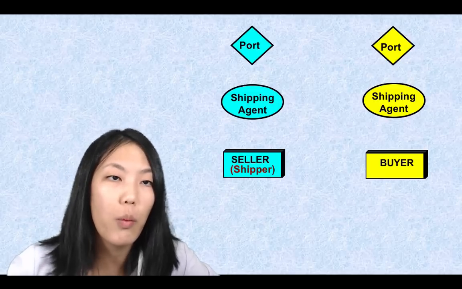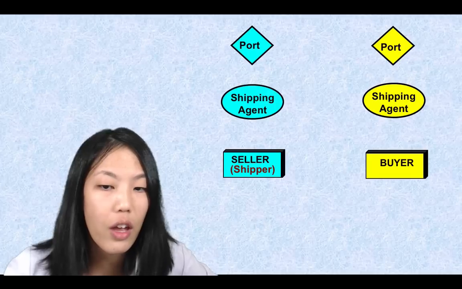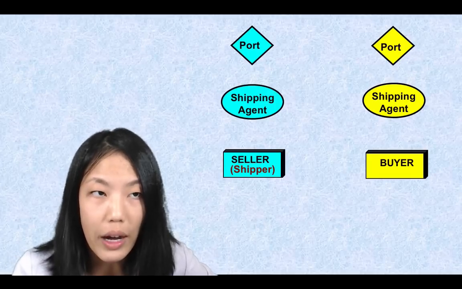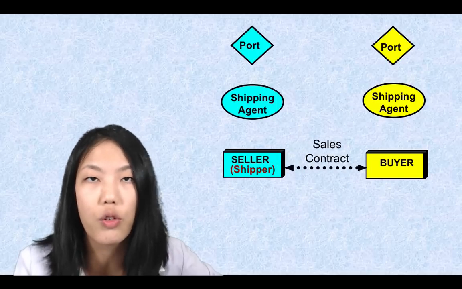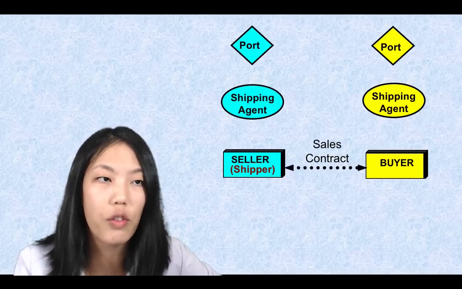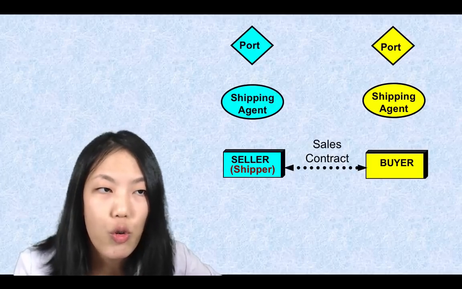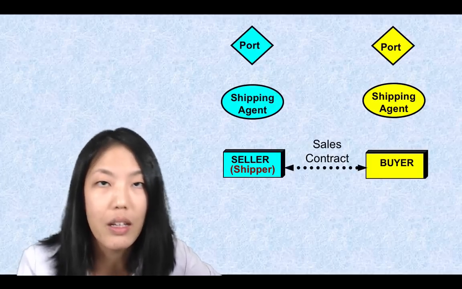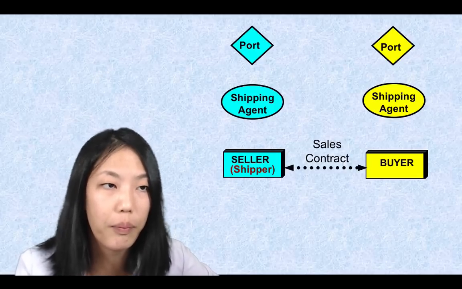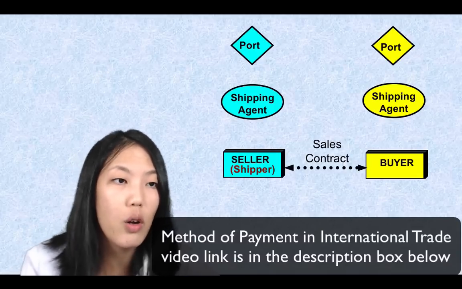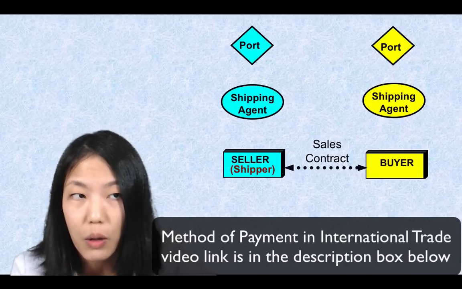In this diagram, we have the seller on the left and the buyer on the right. Both parties have entered into a sales and purchase contract for the sale and purchase of goods. I have addressed the different methods of payment in international trade in a previous video on this channel. The link to that video is down in the description box below.